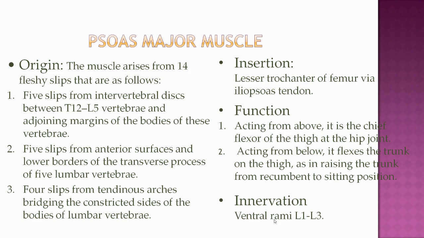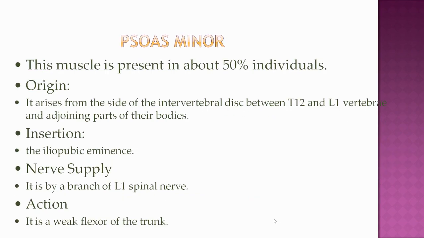It takes the insertion into the lesser trochanter of the femur via iliopsoas tendon, and the function is, acting from above, it is the chief flexor of the thigh at the hip joint, and acting from below it flexes the trunk on the thigh, as in raising the trunk from recumbent to sitting position. The innervation is by the ventral rami of the L1 to L3 spinal segments.